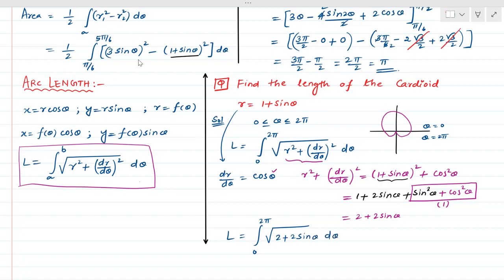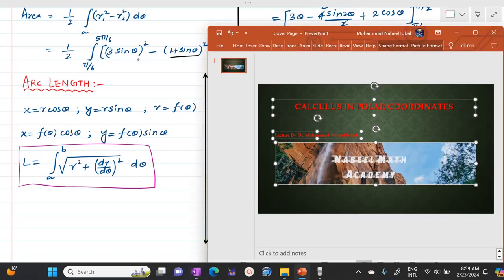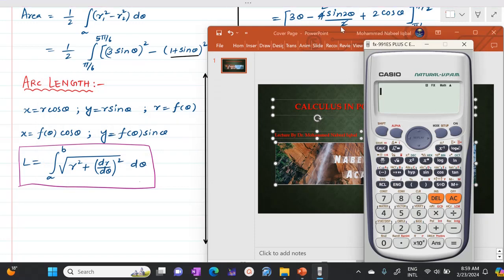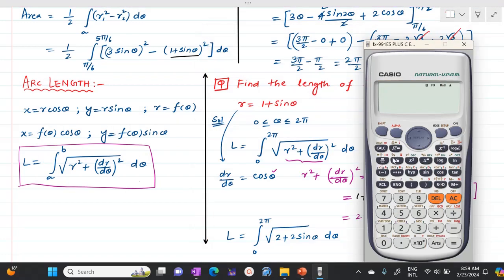Since it is a complicated integral, I have to use the calculator. How will you use the calculator? Let us check here. Using the calculator in radian mode, I will use the integral, and then enter the square root of 2 plus 2 sine x. This is finished. Now I have to substitute the limits. The lower limit is 0. What is the upper limit? 2 shift pi. That's it.